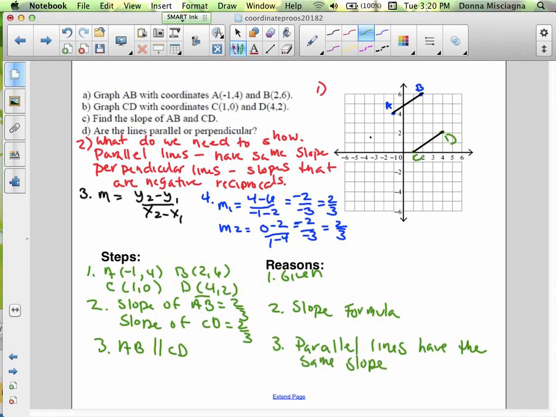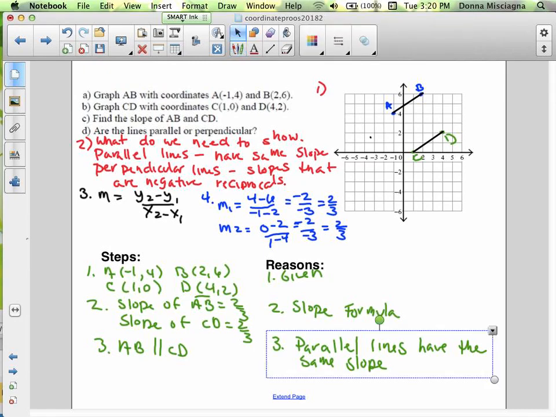All right, so I'm going to end this video, and then in the next video, these were just some practice proofs, just proving lines parallel and perpendicular. We're going to do proofs with quadrilaterals and triangles.